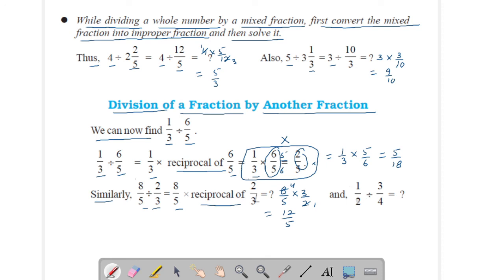And 1 upon 2 divided by 3 upon 4. How will you write this? This can be written as 1 upon 2 into the reciprocal of 3 upon 4, that is 4 upon 3. Here you can cancel 2 and 4 by 2: 2 ones are 2, 2 twos are 4. Multiply, 1 into 2, that is 2 upon 3. This is your answer.